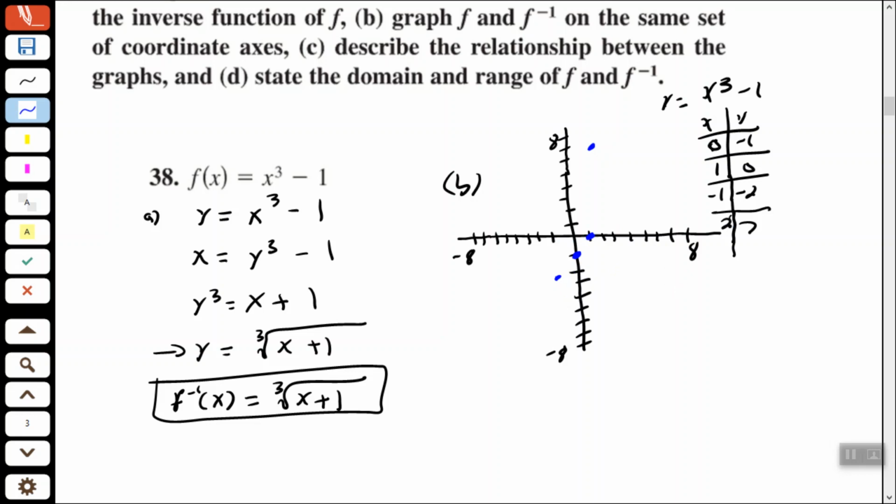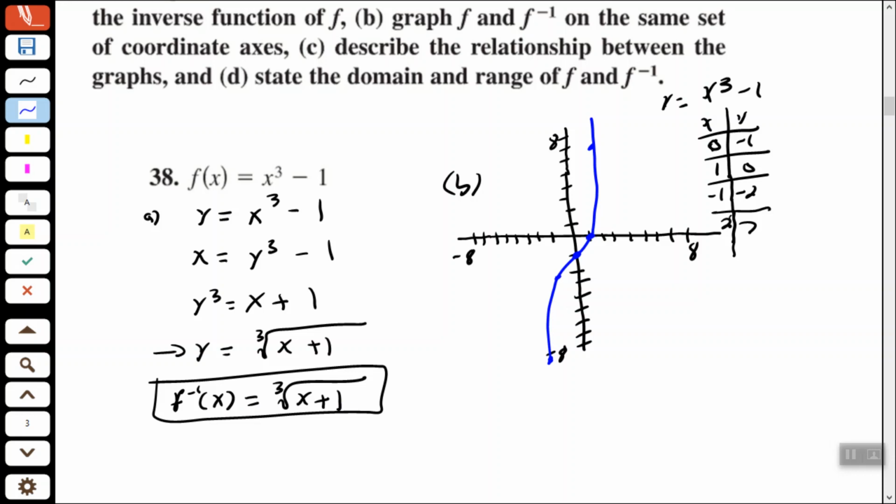And let's see here. How about we do negative 2? So negative 2 would give us negative 8. So negative 2 and negative 9. All right, so that graph curves through here, something like that. Okay, and then you would do the same thing for the inverse function.